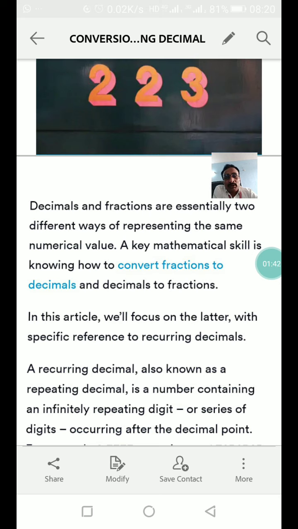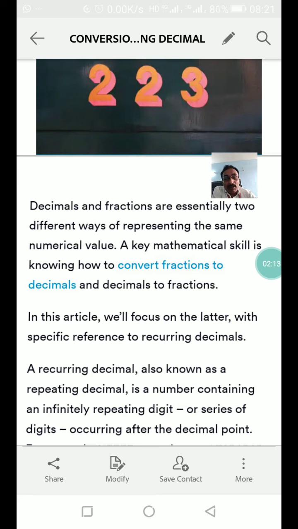You know, decimals and fractions are essentially two different ways of representing the same numerical value. Now, a key mathematical skill is knowing how to convert a fraction to a decimal and a decimal to a fraction. In this video, we will focus on the latter.